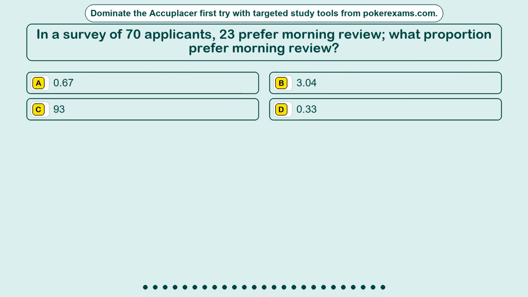Question 9. In a survey of 70 applicants, 23 prefer morning review. What proportion prefer morning review? Option A, 0.67. Option B, 3.04. Option C, 93. Option D, 0.33.